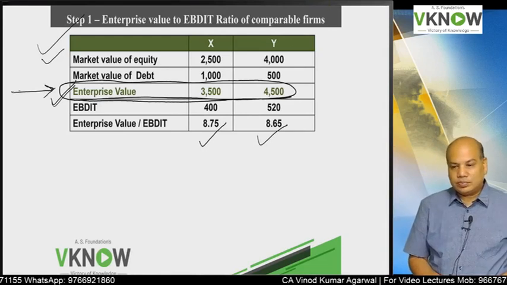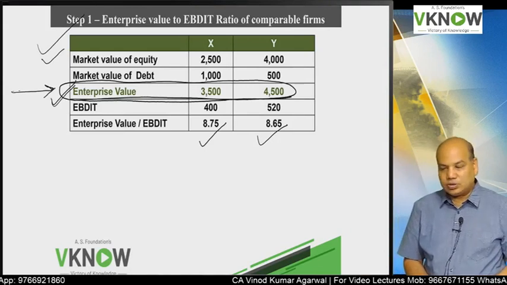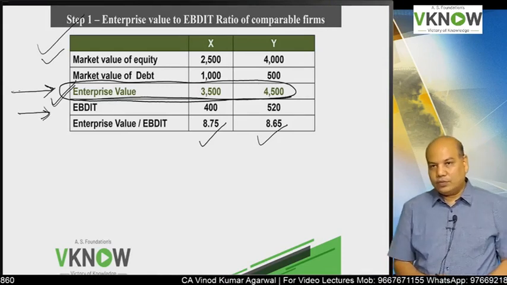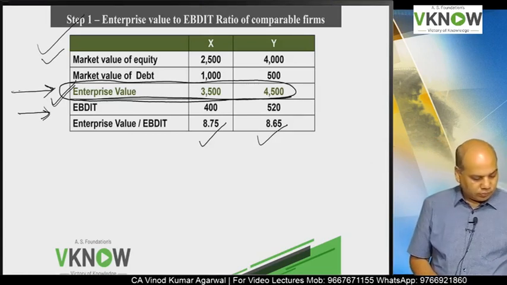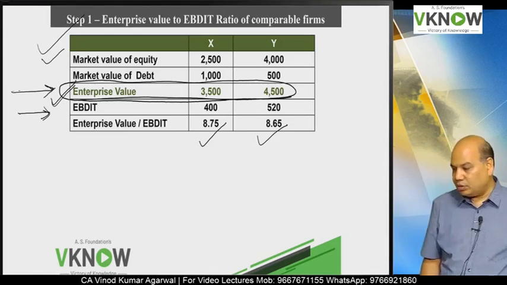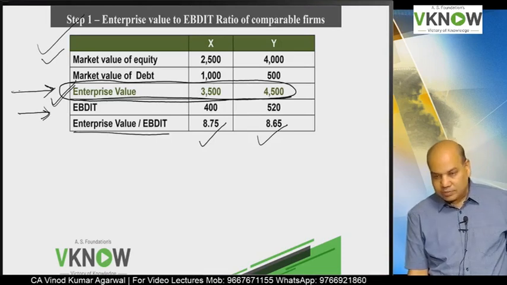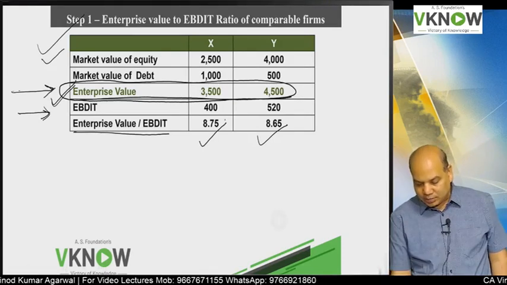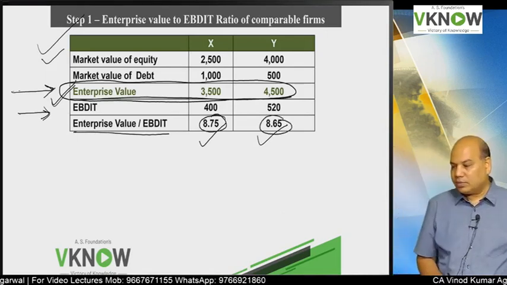Right-hand side, two columns, enterprise value 3500, 4500. Then write down earning before depreciation, interest and tax, 400 and 520. Therefore, enterprise value upon EBDIT is the multiple. So that is 8.75 and 8.65.